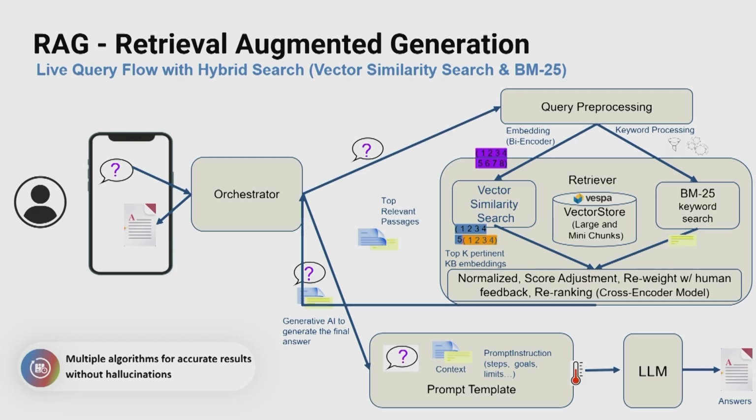That means we will be able to extract keywords from the user's question and look for information in the system based on these keywords. So we'll have several outputs, and at the end we normalize, do some score adjustment, and do some re-ranking to get the right documents from the company.